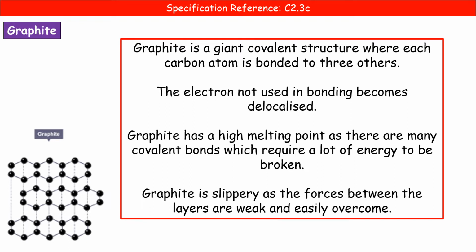So, properties of our graphite. First of all, it's got a high melting point because there are many covalent bonds which require a lot of energy to be broken. Same answer as we gave for diamond.